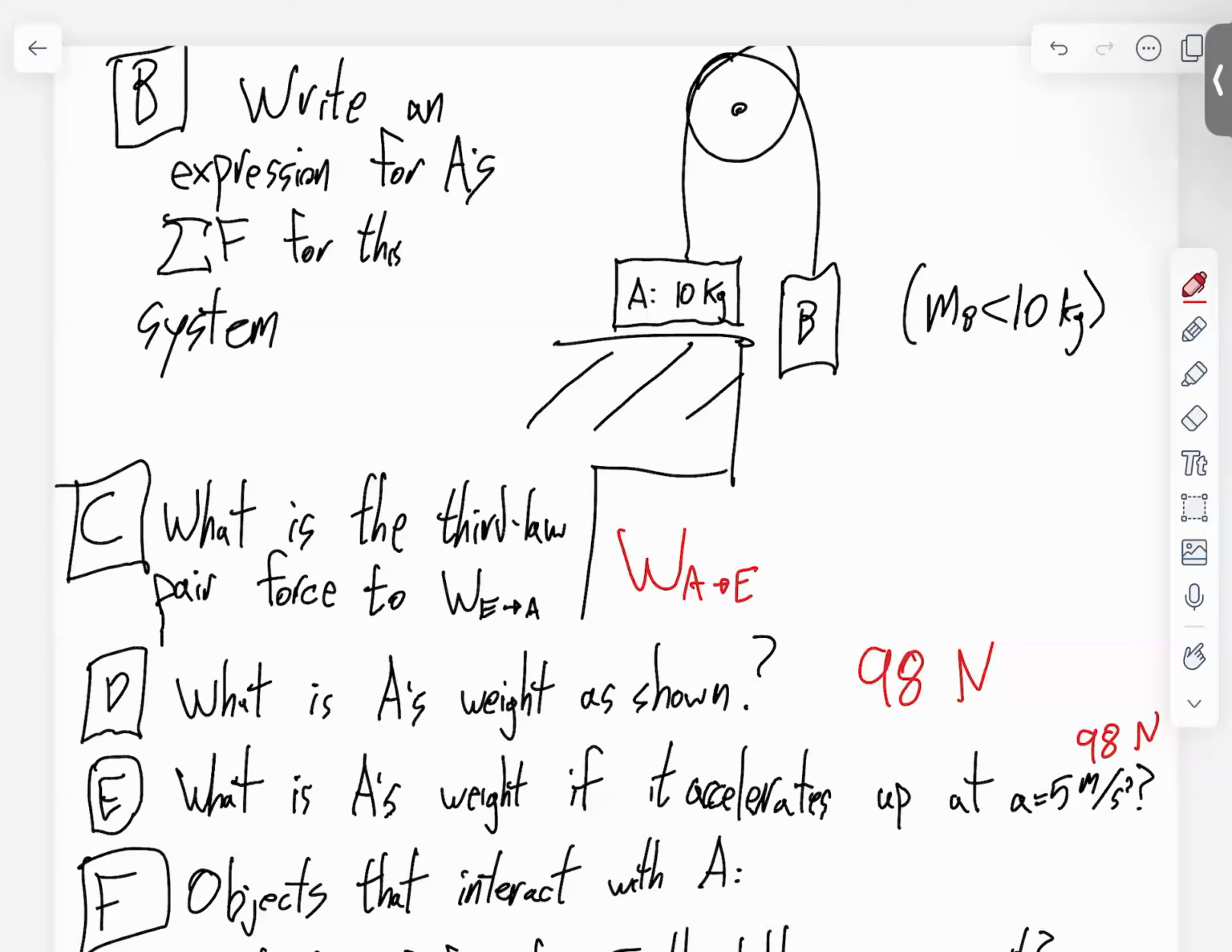Part F, question F. Please identify, simply, don't write me an essay, in a couple of words, what objects interact with, exert forces on, box A. You could talk to each other for this one.